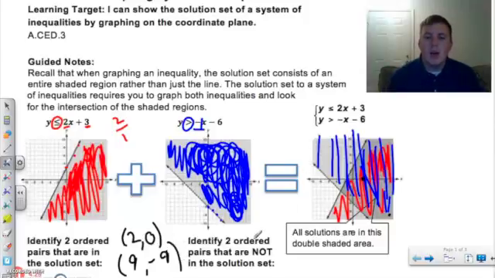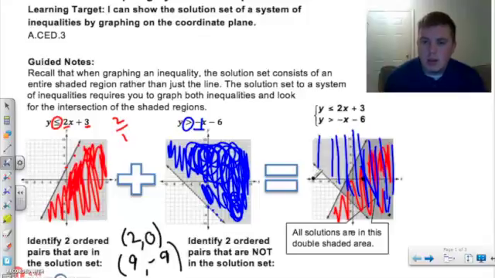Now, we're also asked to identify two ordered pairs that are not in the solution set. That would be any of the areas where it's either not shaded at all, or where we only see one color, or on a dash line. Remember, the dash line means that it's not equal to.